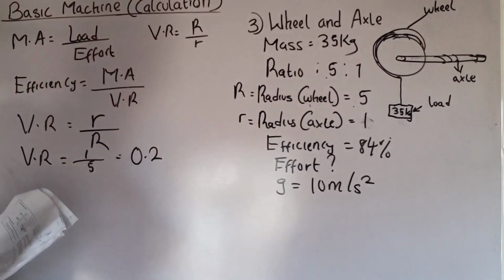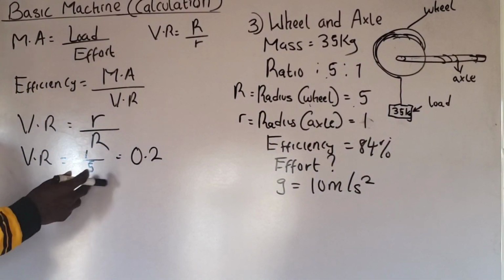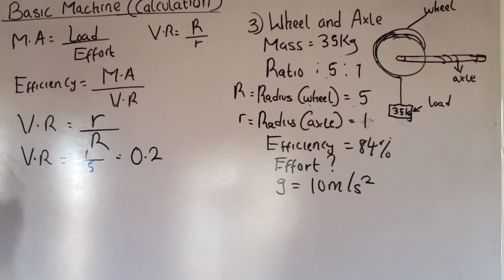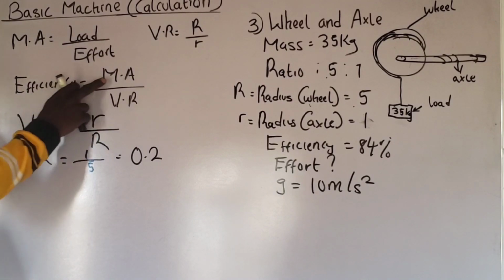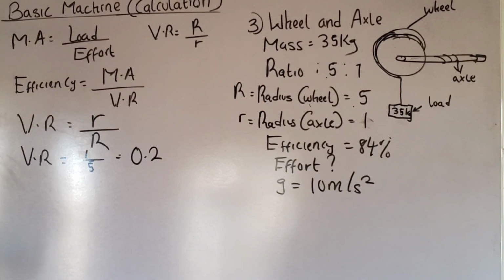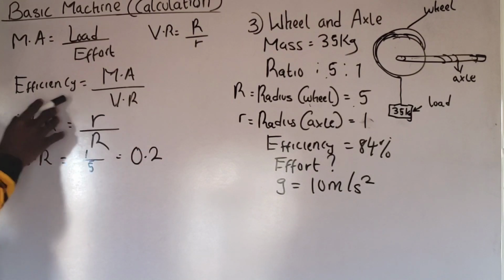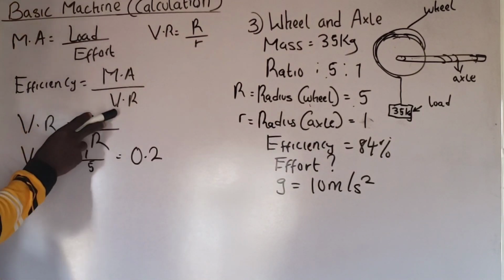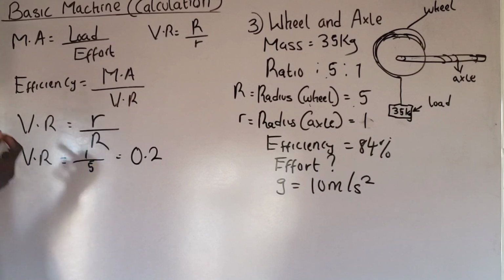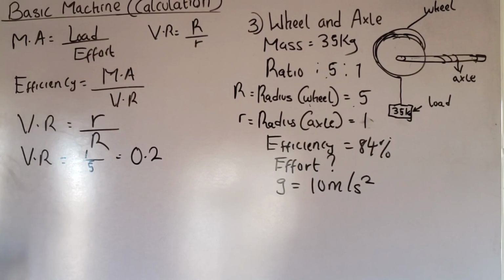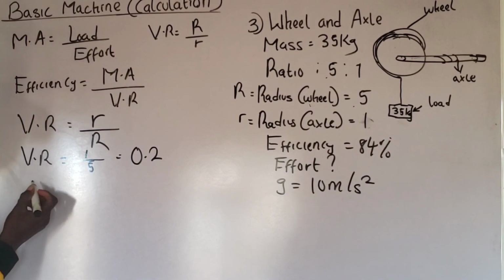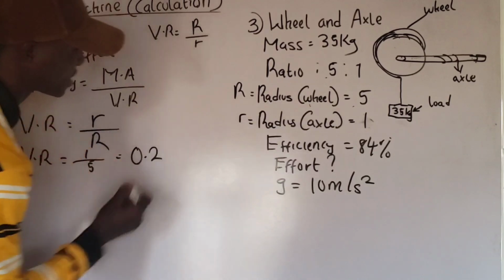And never forget. Now, having determined the velocity ratio as 0.2, I can easily get the mechanical advantage. To get the mechanical advantage, all I have to do is substitute the efficiency, which is 84%, and the velocity ratio, which is 0.2. By so doing, I'm going to get the mechanical advantage, okay? So let's go. For this, efficiency is 84%.